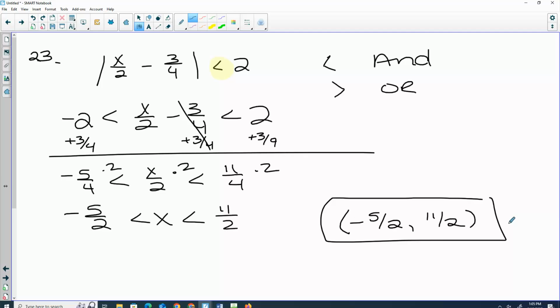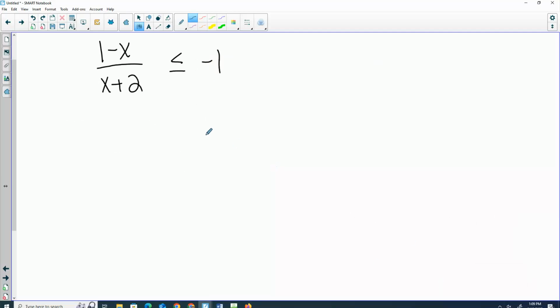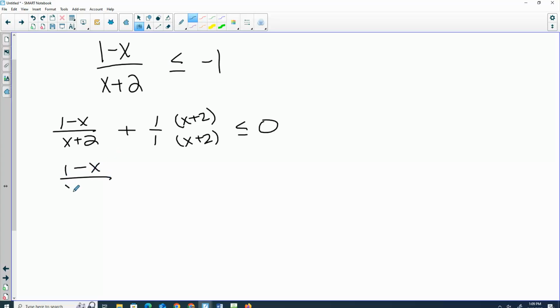Are there any other problems on here that you would like for me to work out? Where do you begin on this? Add over the 1. Okay, that's like 1 over 1. To add or subtract fractions, we need a common denominator. So we're going to multiply by the denominator, x plus 2, on top and bottom. We get 1 minus x over x plus 2 plus x plus 2 over x plus 2.